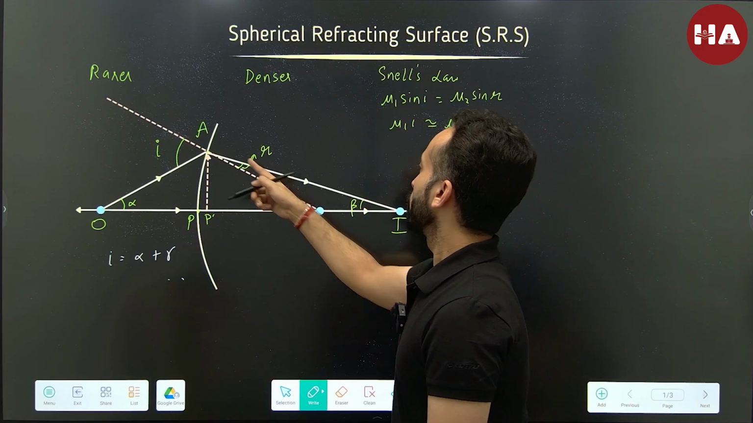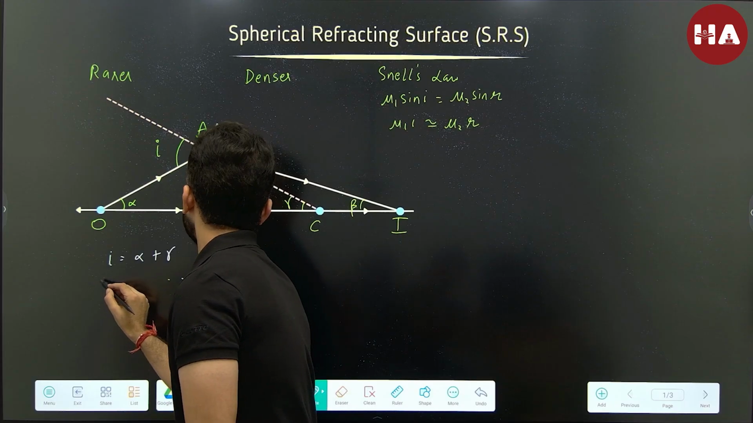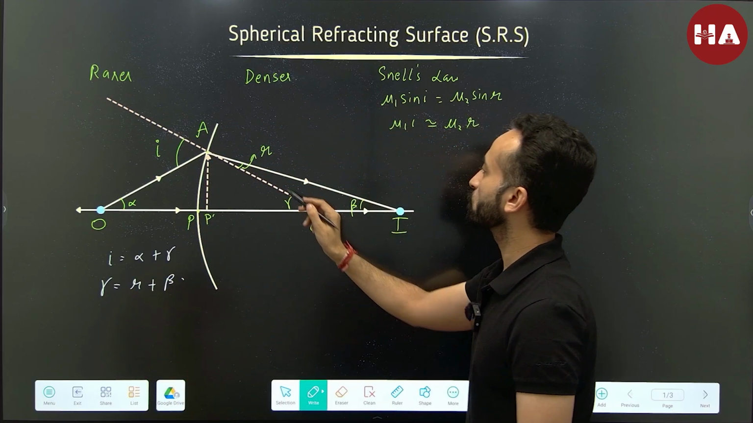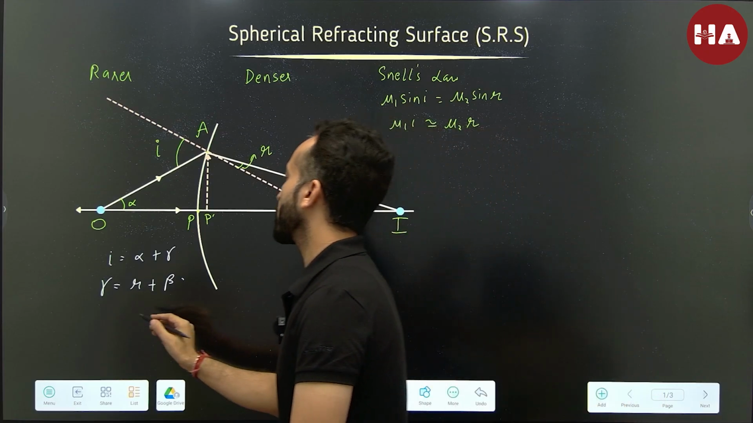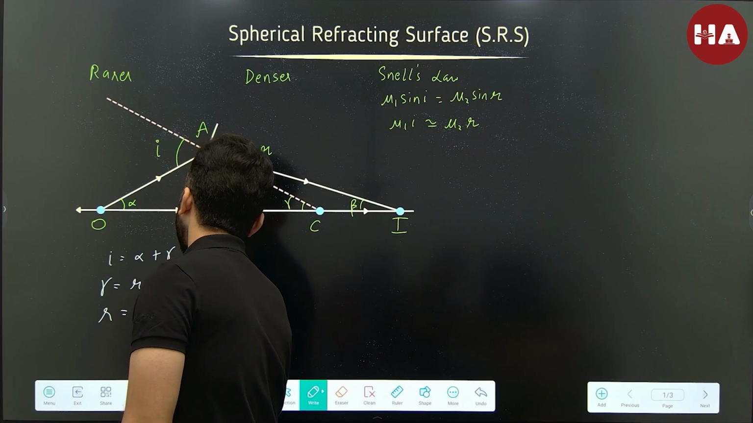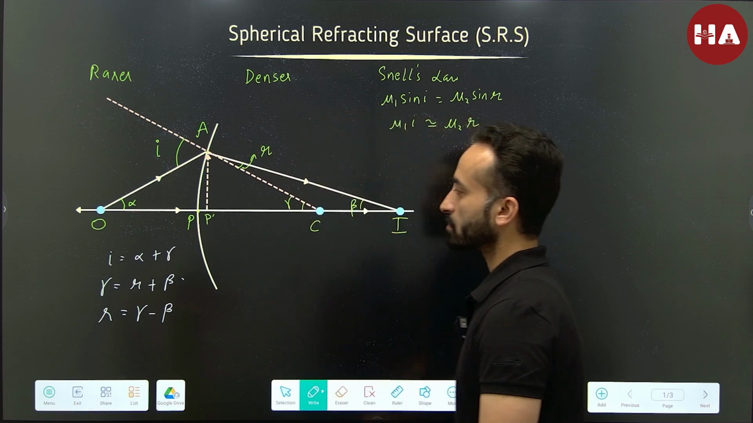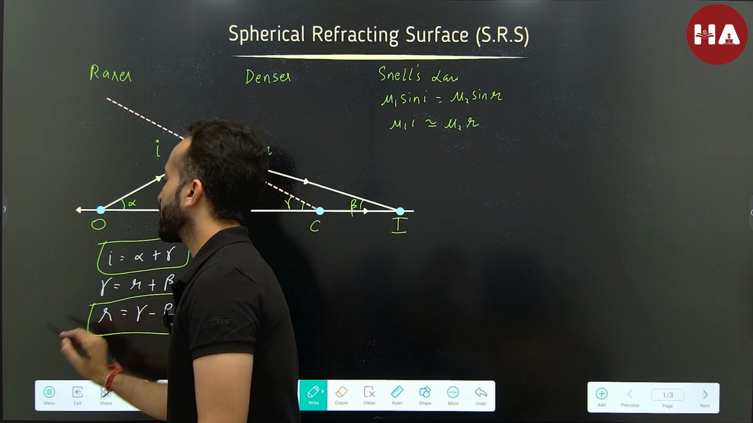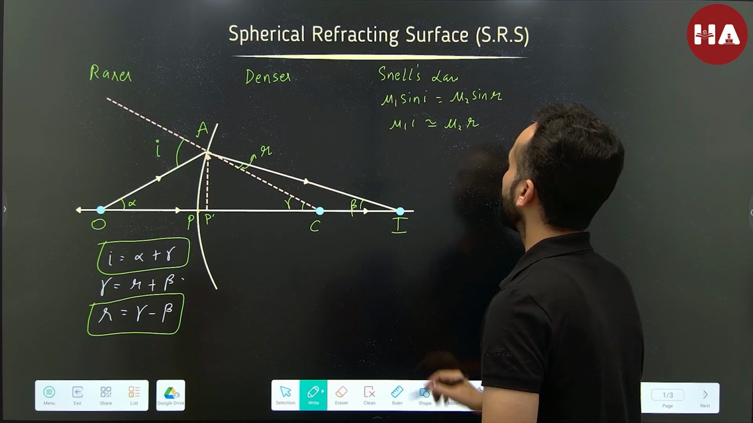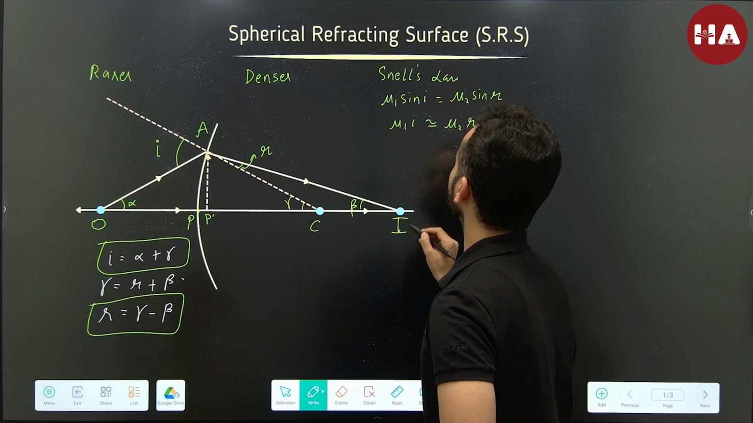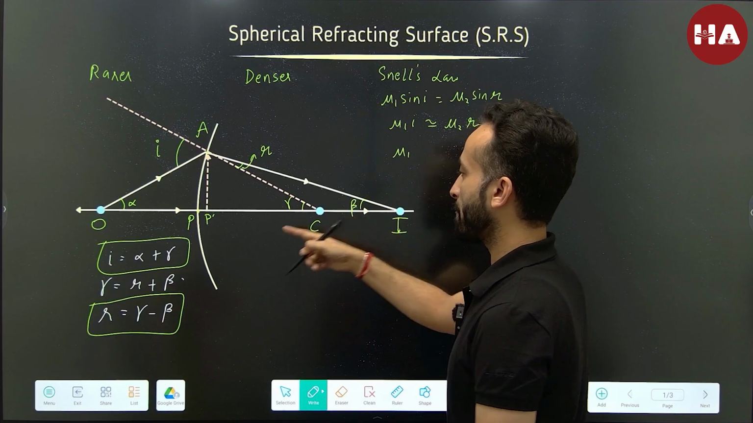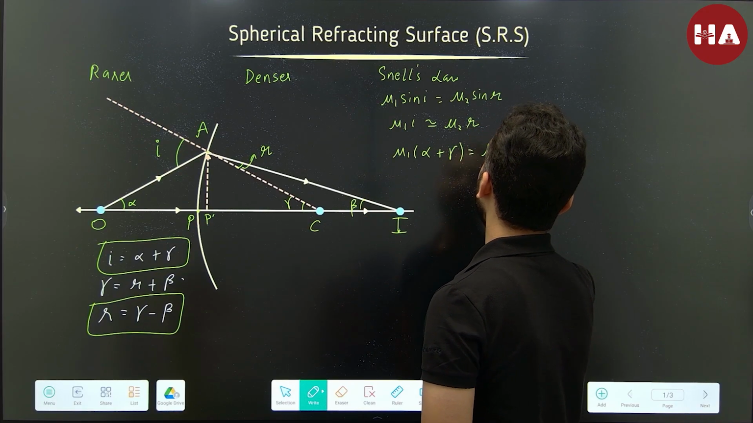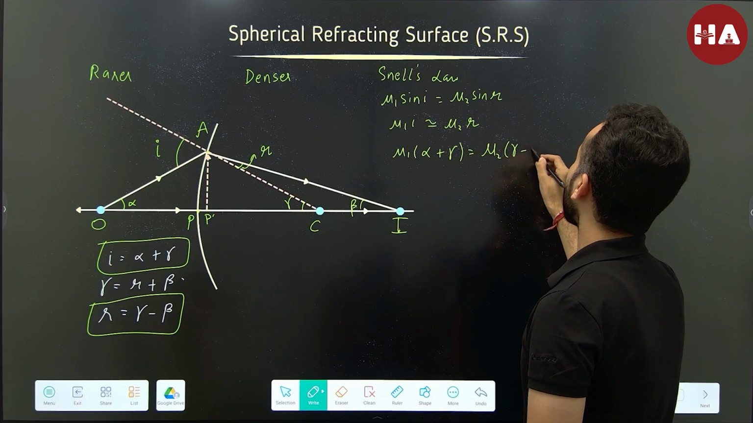Similarly, for this one we can write gamma is equal to R plus beta, or we may write that R is equal to gamma minus beta. So I've done my homework here. I've written I in terms of alpha, beta, gamma, and I've written R in terms of alpha, beta and gamma. So in the very next step, I will write I as alpha plus gamma and R as gamma minus beta.